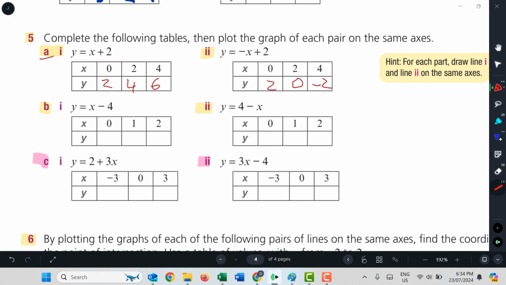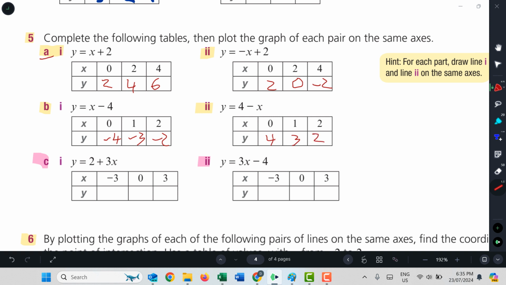I'll just do it for the other yellow ones as well. X take 4, so I'm just taking 4 from this. That's minus 4, minus 3, minus 2. This one, 4 take x. So 4 take 0 will be 4. 4 take 1 will be 3. 4 take 2 will be 2.